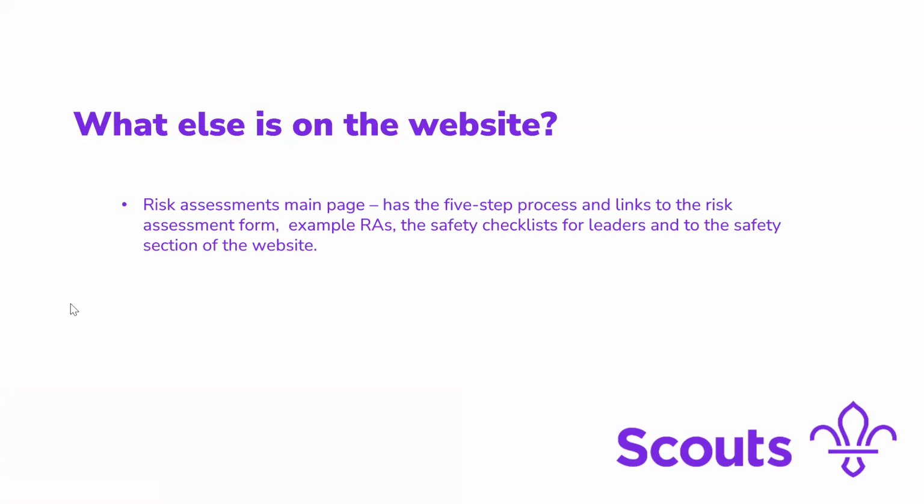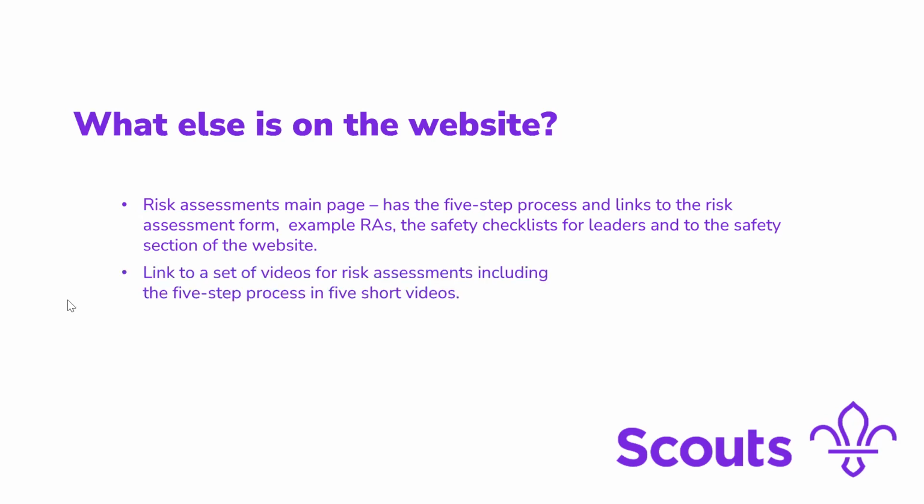It's really worth looking through and exploring if it's something you want more information on. So it goes through the 5-step process that we looked at earlier. There are example risk assessments on there for a wide range of different activities. Actually, there's a good range of stuff on there, and also the templates and links to the safety parts of the website as well. So anything else safety related you can get to from there.